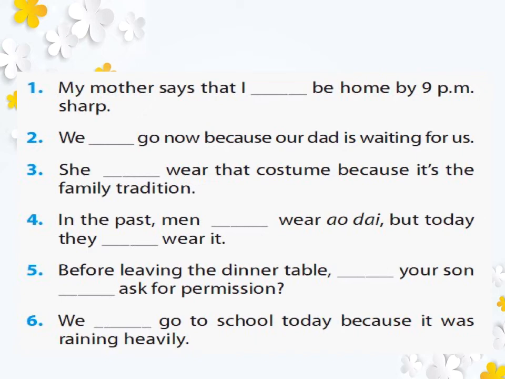4. Had to and don't have to. In the past, men had to wear it outside, but today they don't have to wear it. 5. It's a question, so we use does have to. Before leaving the dinner table, does your son have to ask for permission? 6. Didn't have to is correct. We didn't have to go to school today because it was raining heavily. Well done, students.